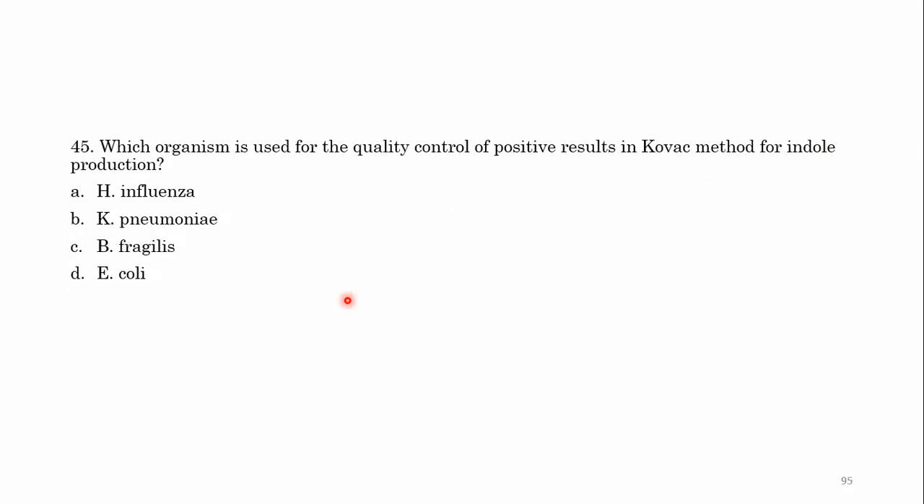Number 45, which organism is used for QC of positive result in Kovac's method for indole production? A, Haemophilus influenzae. B, Klebsiella pneumoniae. C, Bacteroides fragilis. Or D, Escherichia coli. The correct answer is letter D. You can use a stock culture of E. coli as your positive control in indole testing. Number 45, letter D.